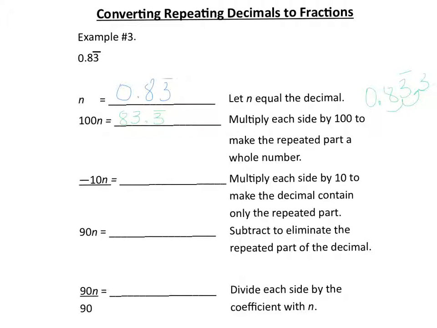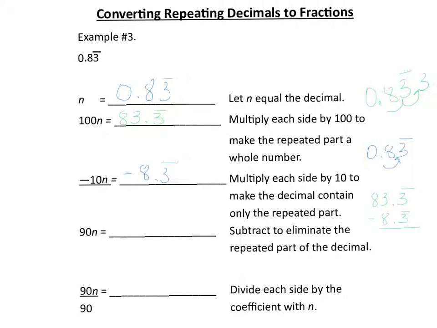When we are asked to subtract, our goal is to get rid of the repeated part, meaning we have got to get rid of the 3's. So in this case, we're going to have to move the decimal 1 spot, which is equivalent to multiplying by 10 because we live in a base 10 system. So we're going to come in and subtract 8 point repeated 3. We have 83 point repeated 3, take away 8 point repeated 3.